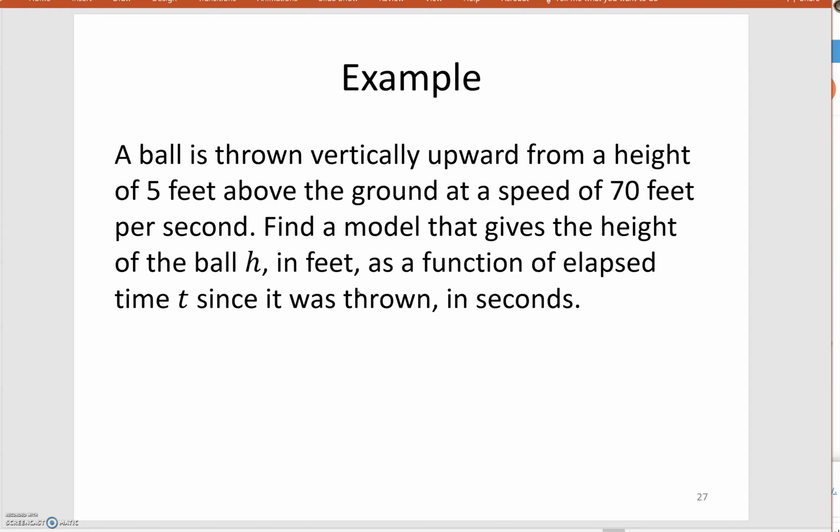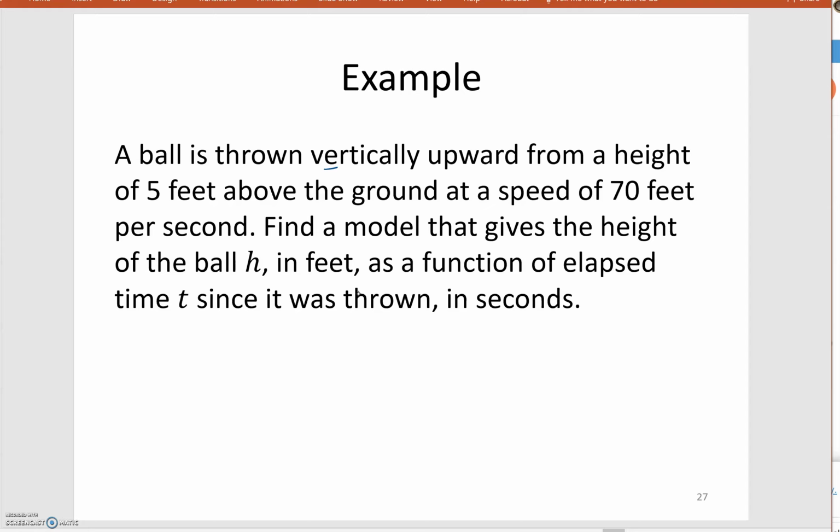Okay, so here's an example. A ball is thrown vertically upwards from a height of 5 feet above the ground at a speed of 70 feet per second. Find a model that gives the height of the ball, h, in feet as a function of elapsed time t since it was thrown in seconds.